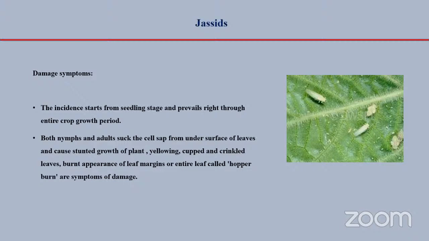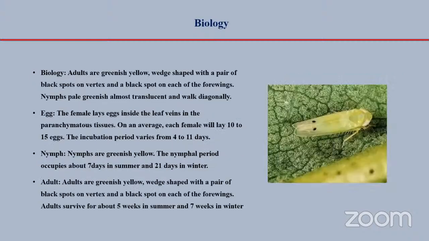You know that we have seen in paddy crop also, there will be hopper burn symptom if this pest attacks the field. So next is the biology of the pest. The adult will be greenish yellow in color, and wedge in shape. As you can observe here, they will have a pair of black spots on the vertex, and also a black spot on each of the forewings. The peculiar character of the leafhopper is that they walk diagonally. And these adults are known to lay eggs inside the leaf vein in the parenchymatous tissue.